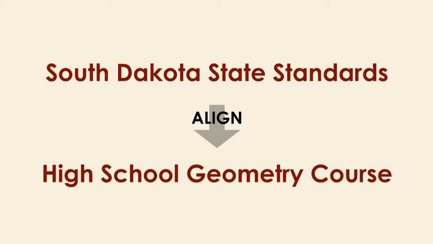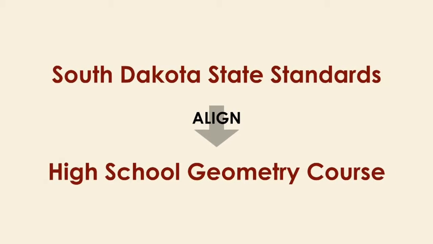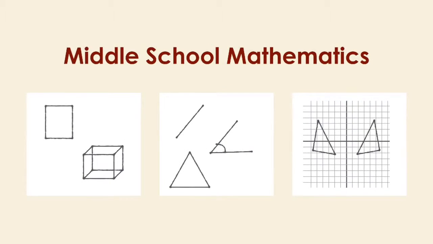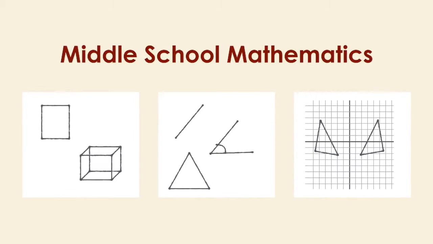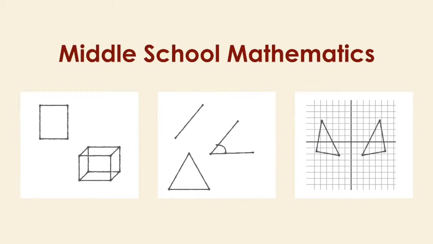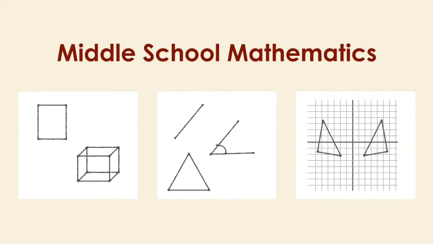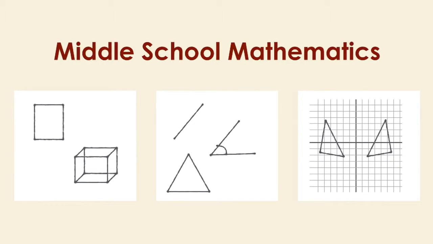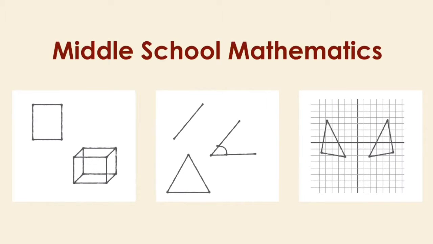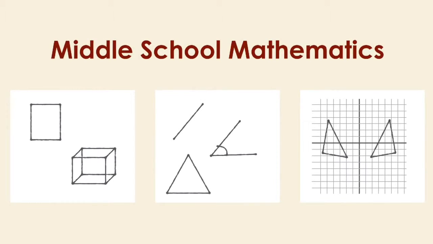This blueprint aligns the South Dakota state standards to a high school geometry course. In middle school mathematics, students have already begun their study of geometric concepts. They have studied area, surface area, and volume, as well as informal investigations of lines, angles, and triangles. Students have also explored transformations, including translations, reflections, rotations, and dilations.